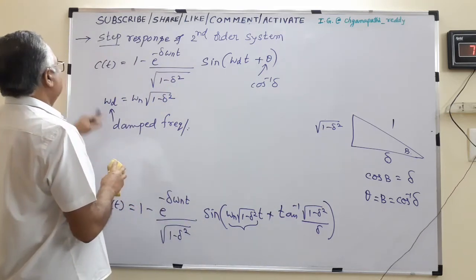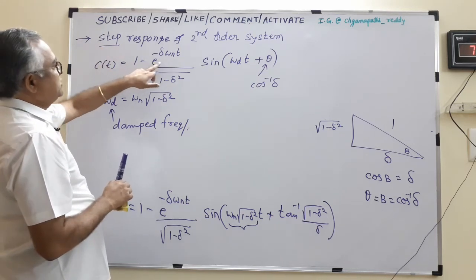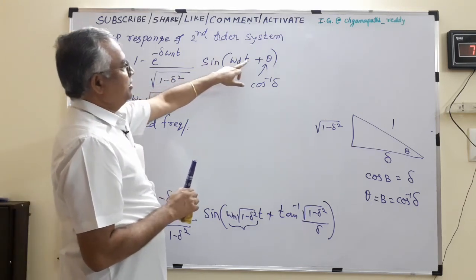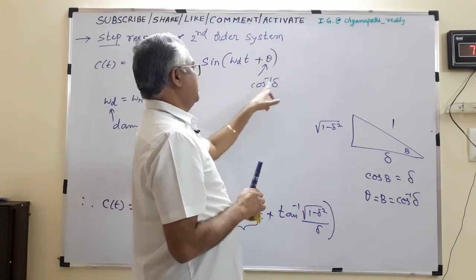So always remember this form. So this you have to remember by heart. 1 minus e power minus delta omega n t by root of 1 minus delta square sin omega dt plus cos inverse delta, or plus theta, theta is cos inverse delta.